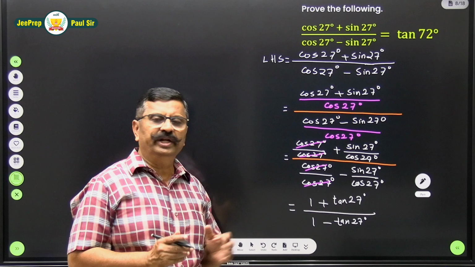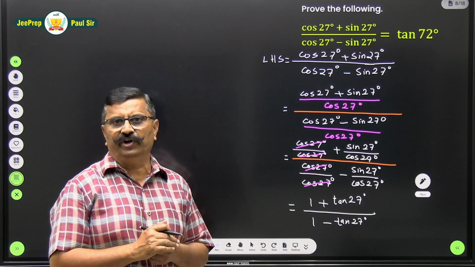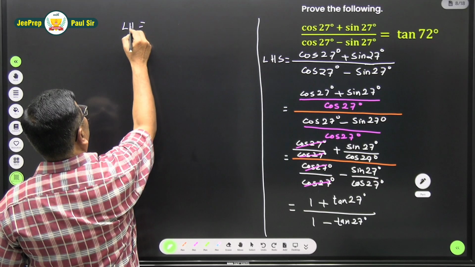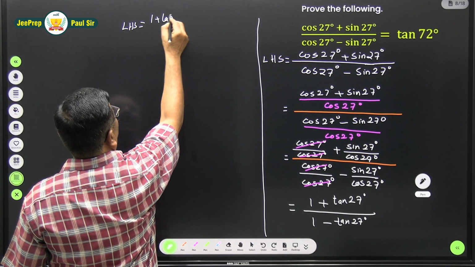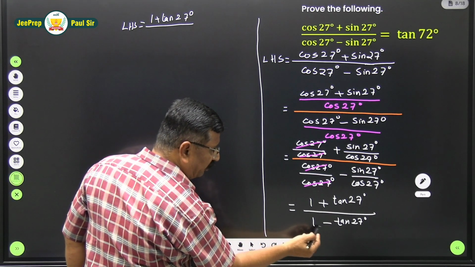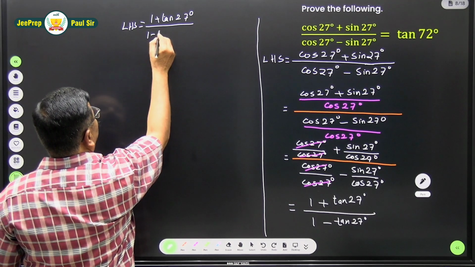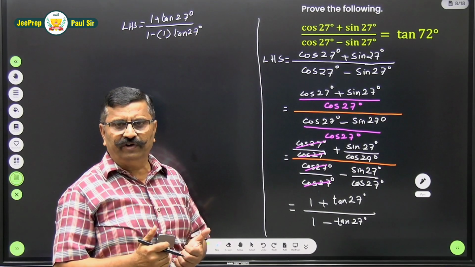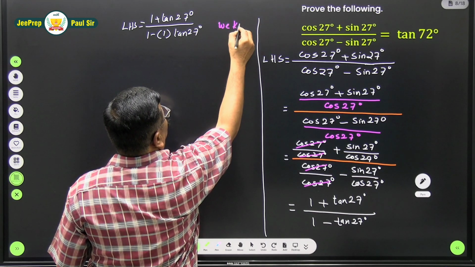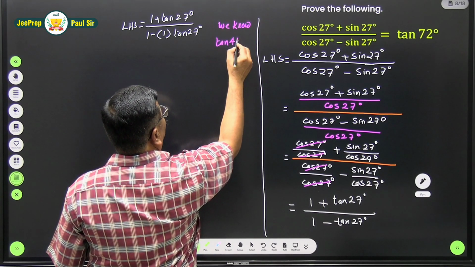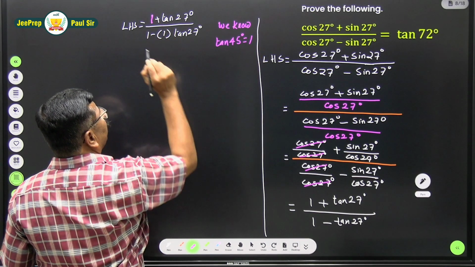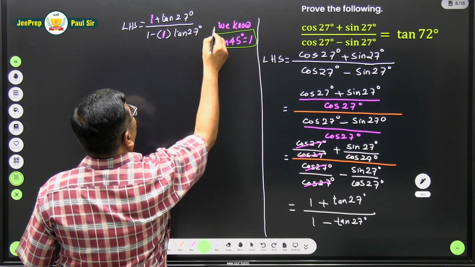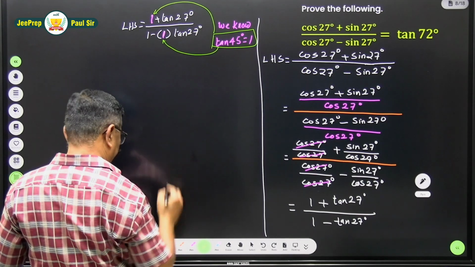Now here we will modify the numerator and denominator. We know the value of tan 45 degrees, that is 1. So I will rearrange this equation. LHS is equal to 1 plus tan 27 degrees divided by, in the denominator we have 1 minus tan 27 degrees. As denominator I will write it as 1 minus 1 into tan 27 degrees. Now we know tan 45 degrees is equal to 1. So for this one we will write tan 45, and for this one also we will write tan 45.